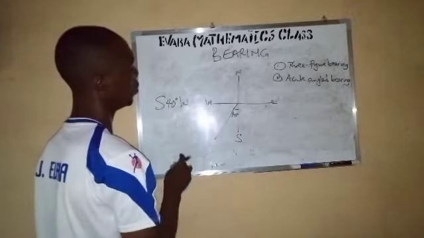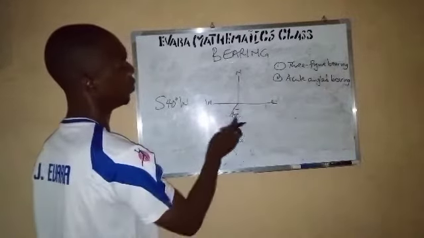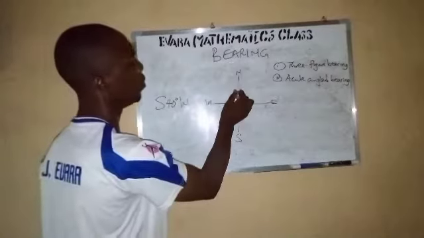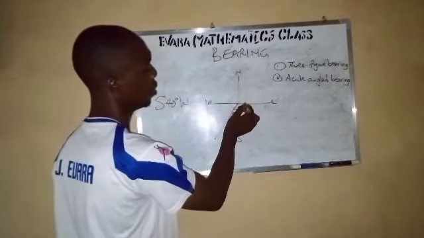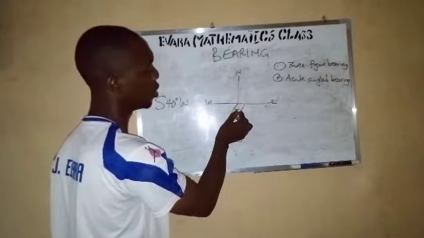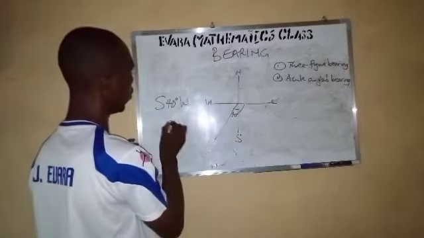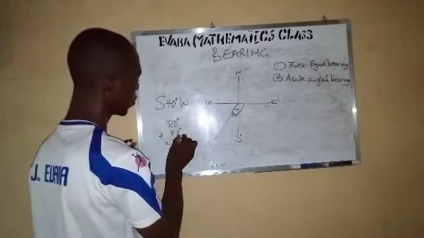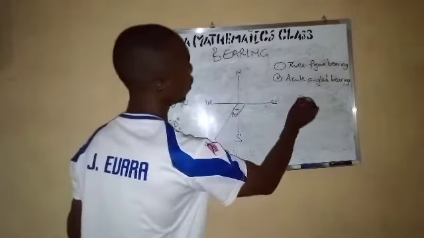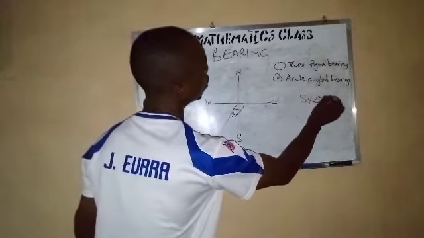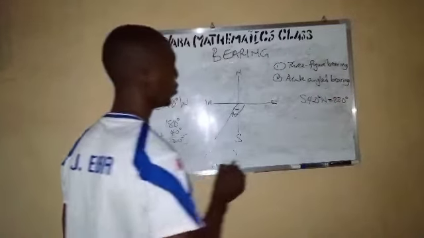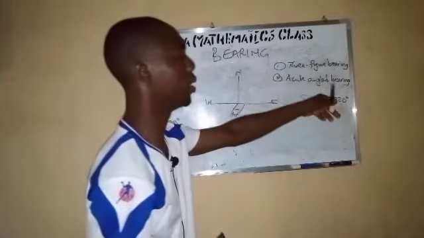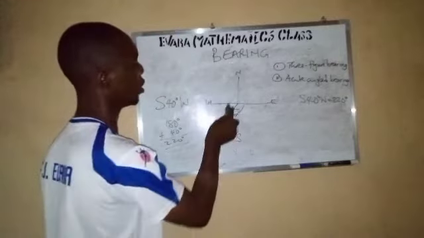So how do we now convert it to a three-figure bearing? We simply count from this place up to this 40, then add everything together. From here to this place is 90 degrees. Then with another 90, that is 180 degrees. Plus 40 degrees, 180 degrees plus 40 degrees, we have 220 degrees. So that means south 40 degrees west equals 220 degrees. This is how to convert an acute-angled bearing to three-figure bearing. Let's take another example.